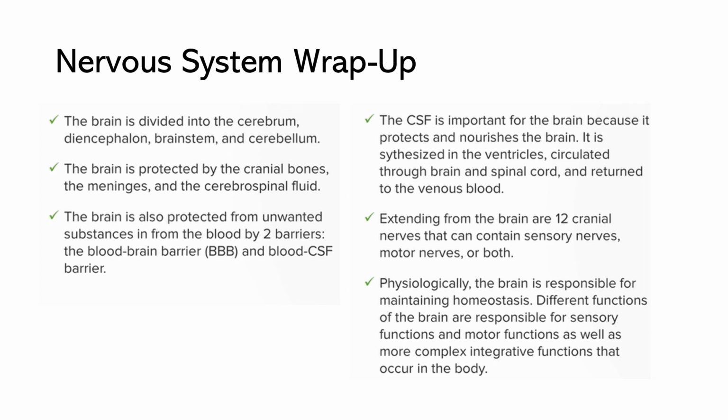It's synthesized in the ventricles, circulated through the brain and the spinal cord, and returned to the venous blood. Extending from the brain are 12 cranial nerves that can contain sensory nerves, motor nerves, or both. Physiologically, the brain is responsible for maintaining homeostasis. Different functions of the brain are responsible for sensory functions and motor functions, as well as more complex integrated functions that occur in the body.